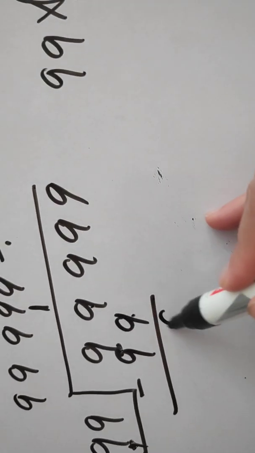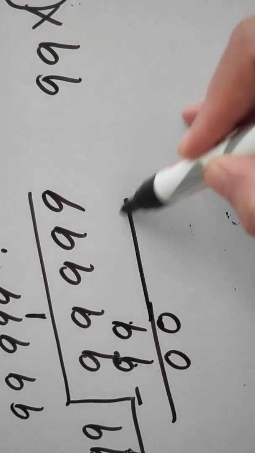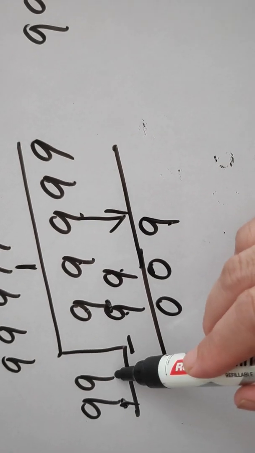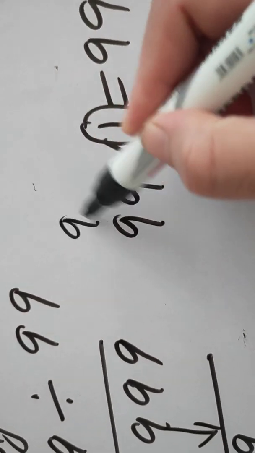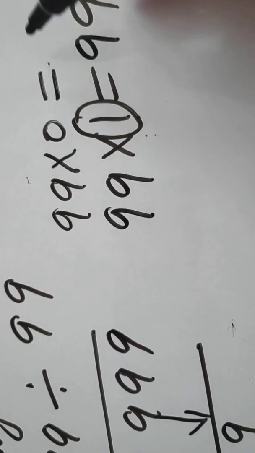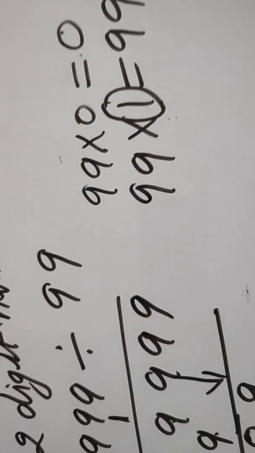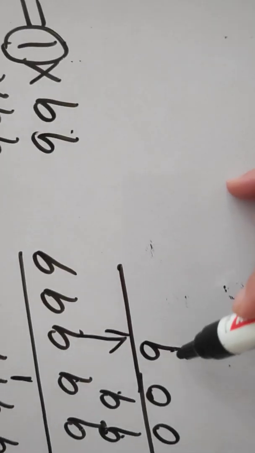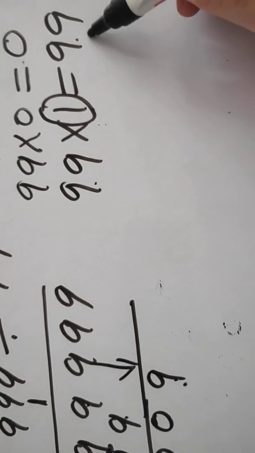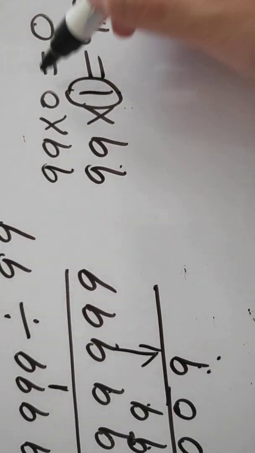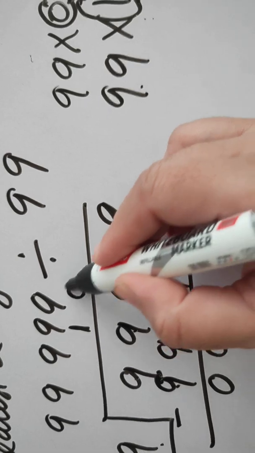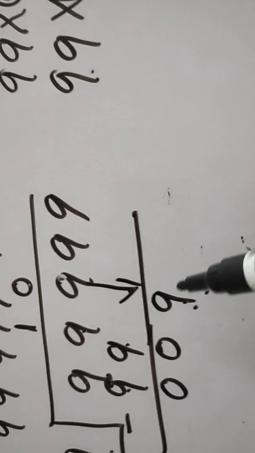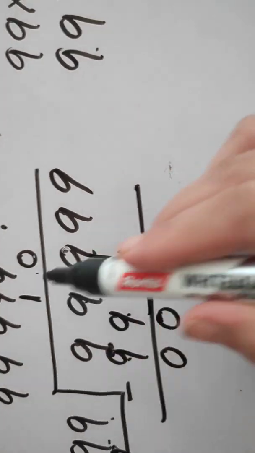Now subtract it. 9 minus 9, 0. 9 minus 9, 0. Now you will bring down the next number, 9. But 9 is smaller than 99. So the table will not go on 1, the table will go on 0. 99 times 0 is 0, because if the table goes on 1, the number becomes 99. So 9 is smaller, 99 becomes big, so the table will not go on 1, it will go on 0. So you will write 0 above the number which you bring down.